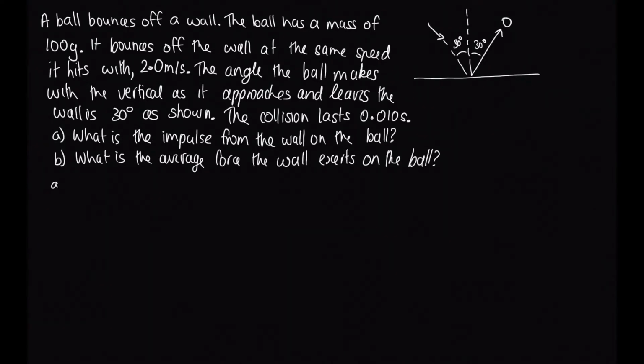Okay, so to answer part 1, we know that the impulse is equal to the change in momentum, which is equal to the average force times the time. So to answer this question, what we can calculate is the change in momentum, as we've got the initial velocity here and the final velocity here. So the change in momentum is equal to the final momentum minus the initial momentum, which is equal to the mass times the final velocity minus the initial velocity.